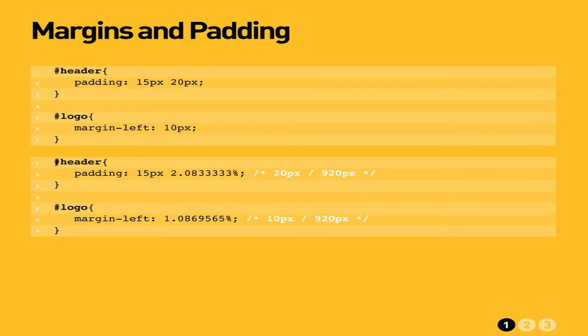Gives you 2 point whatever, and the same for the logo if you're just pushing margin left. So it works across all your margins, and it works well for negative margins as well. So if you need to push items outside of the margins to create some really neat, unique designs, it works. Just slap a negative sign on, and it works just as well.